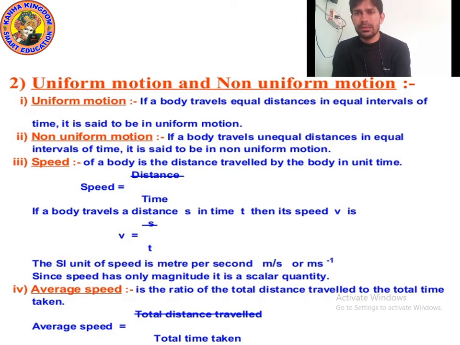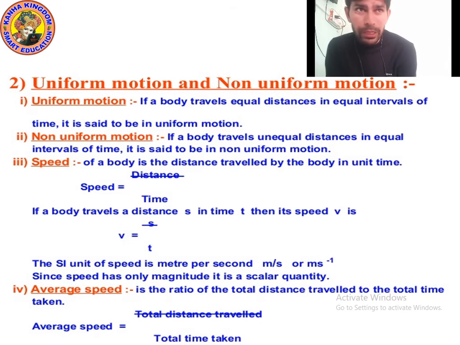Yes, I hope you understood. Now let's talk about the average speed. What is average speed? The average speed is defined as the total distance traveled to the total time taken. So average speed is the ratio of total distance traveled to the total time taken.